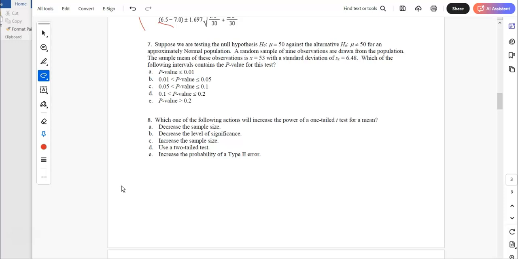Suppose we were testing the null hypothesis mu equals 50 against the alternative that it's not equal to 50. That's two-sided. Approximately normal population, a random sample of 9 observations is drawn from the population. The sample mean is 53, with a standard deviation of 6.48. Find the p-value for the test. Okay, so the null's 50.